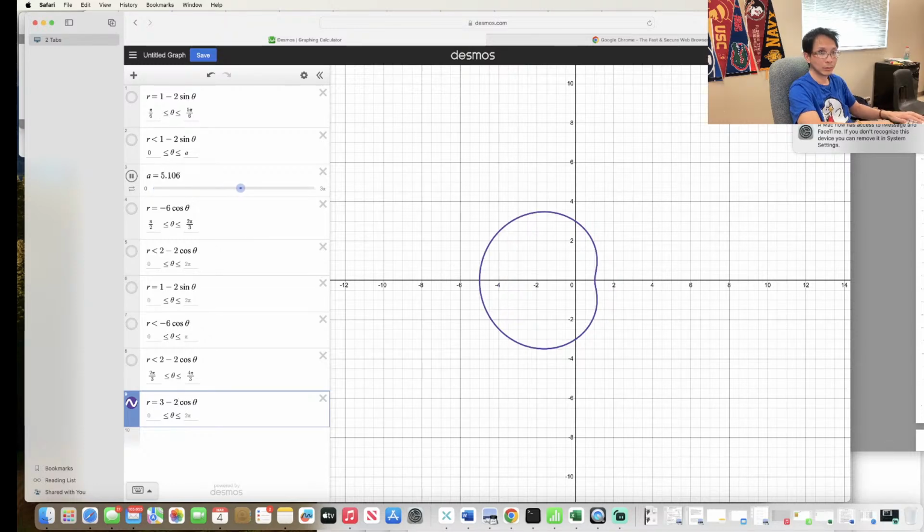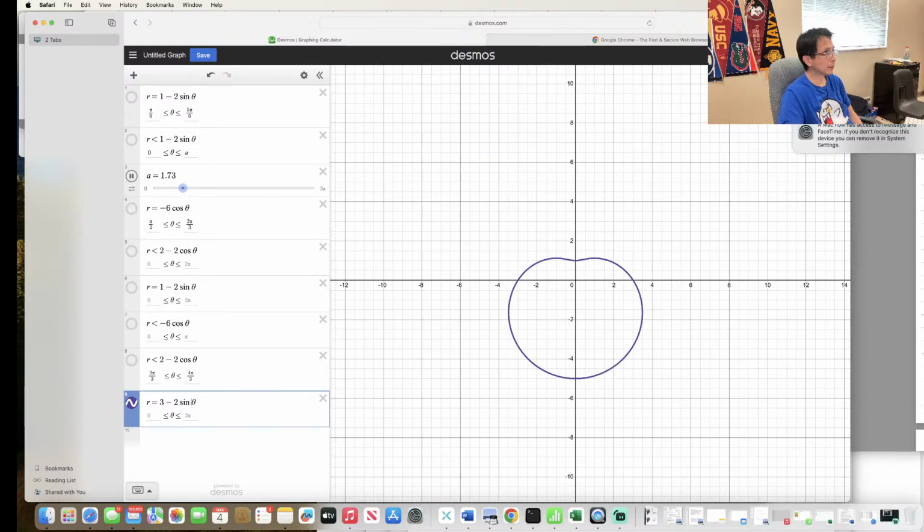Oh, 2 sine theta. It's cute, like a ball. Just do 0 to 2 pi. How do you know it's 0 to 2 pi? It's just how you go around the whole thing.